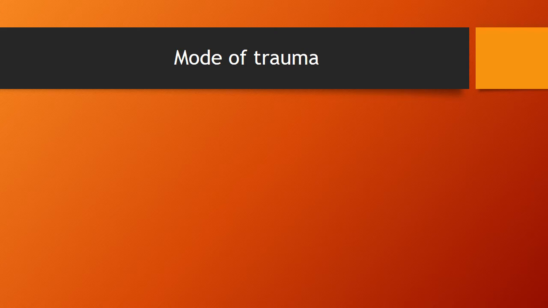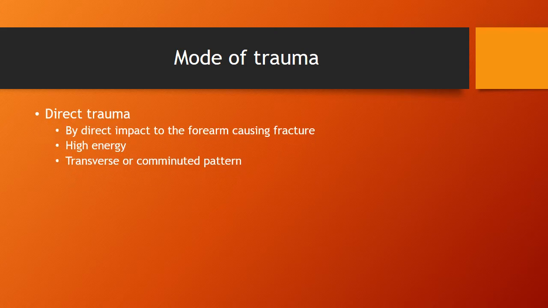What's the trauma causing this fracture, or the mode of trauma? We have two modes of trauma. Either we have what's called direct trauma. Direct trauma is created by a direct impact to the forearm causing the fracture, like a hit or strike or during a fight. It requires high energy trauma, and mostly it will result in a transverse or comminuted pattern.